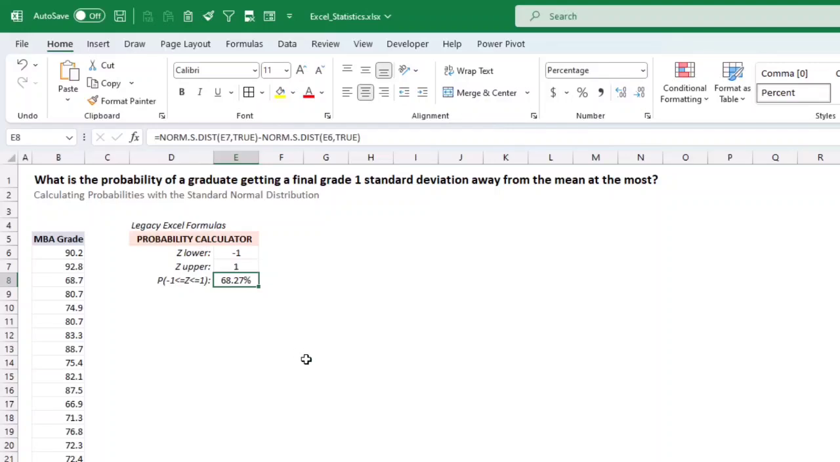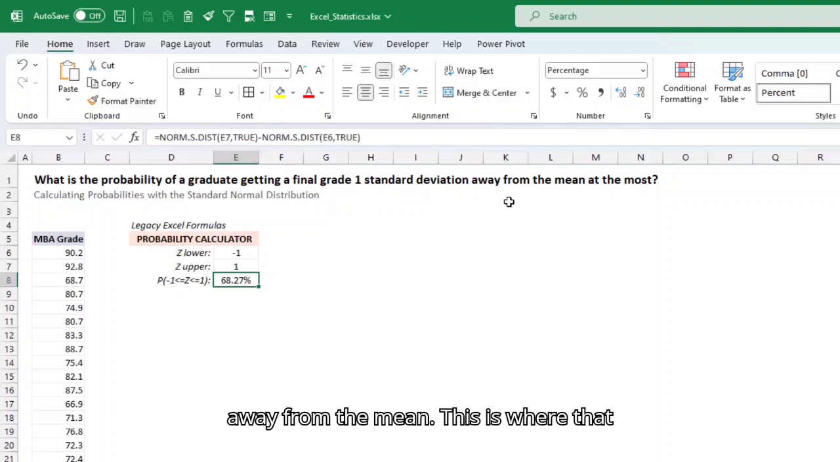press enter, and we get a probability of 68.27%. And this may start ringing a bell. It might look a little bit familiar, or at least it should, because it's the same exact percentage from the empirical rule, which outlines that around 68% of the values live 1 standard deviation away from the mean. This is where that comes from. Pretty cool, right?